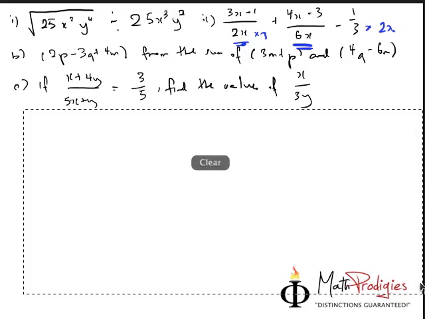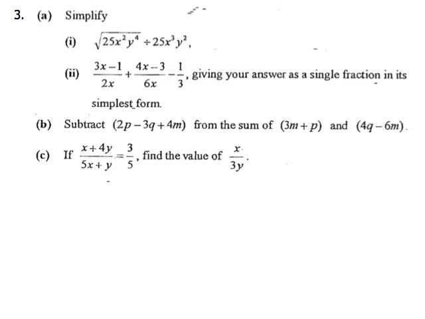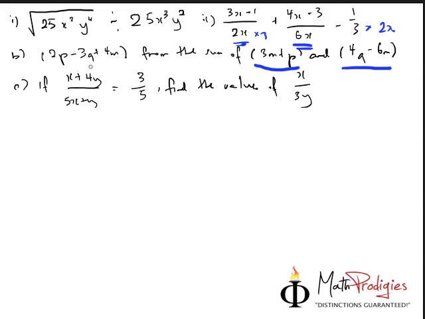So let's do part B now. Now, part B is pretty simple if you can listen to instructions. So they said 2p minus 3q plus 4m. Subtract that from the sum of 3m plus p and 4q minus 6m. Let me just check one more time. Yeah, correct. So subtract these numbers from the sum of this and this. So don't be so scared. Just find the sum first.